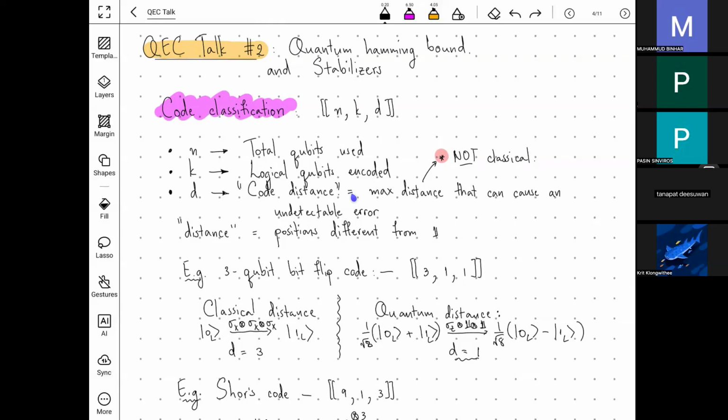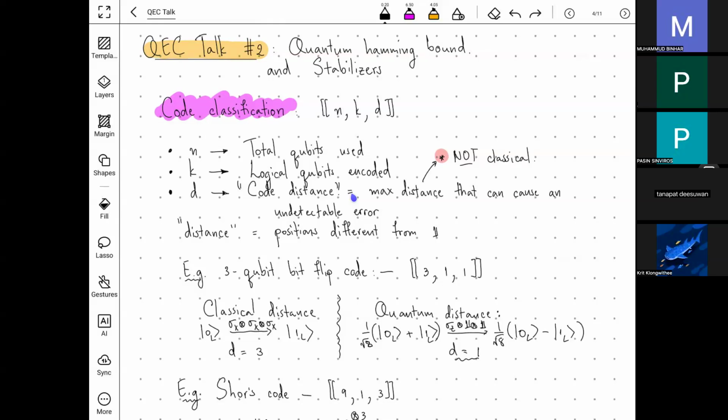Sorry, can you tell me again how you define distance? Is it a distance between two wave functions, or a distance between, I don't know, two operators? How do you define distance between two quantum states? I think the question is how do you define the distance here?